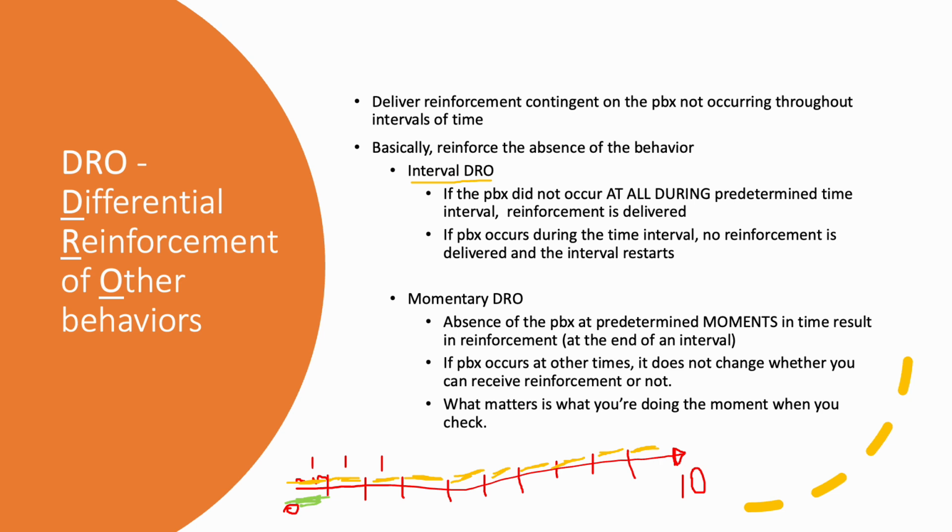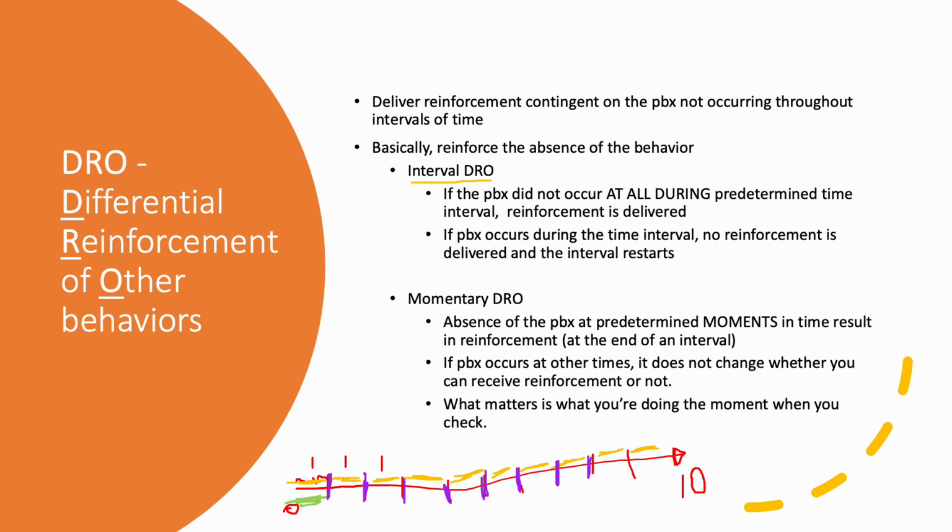Okay, and then momentary DRO is when we have the absence of a problem behavior at a predetermined moment in time, okay, and that's when we will deliver reinforcement. So basically, for momentary DRO, I'm only going to be checking at specific periods whether the behavior is occurring or not occurring, okay? So in this case, I could do it at the end of an interval. At the end of an interval, I'm going to check to see if the behavior is occurring or not occurring.